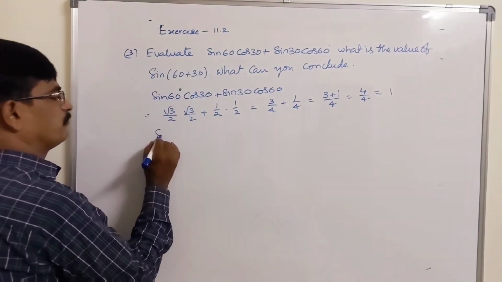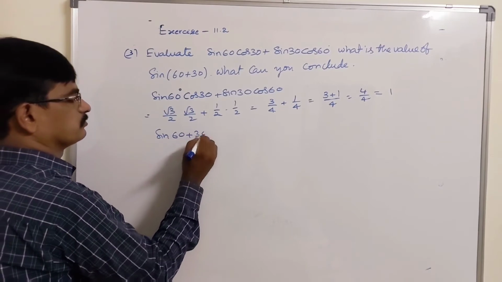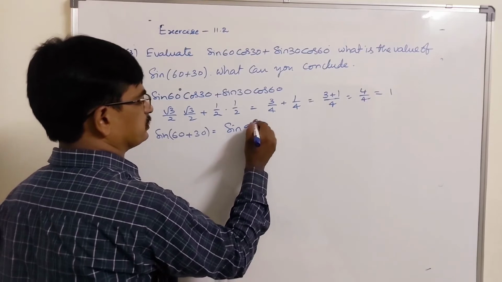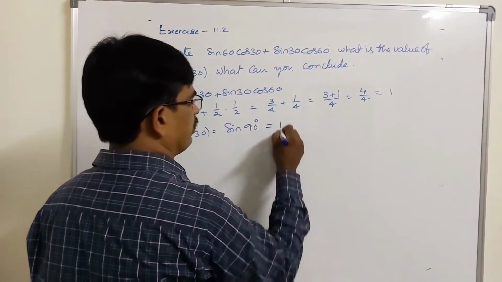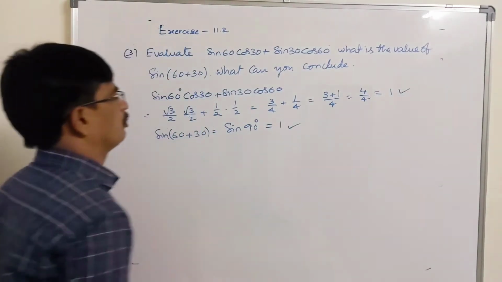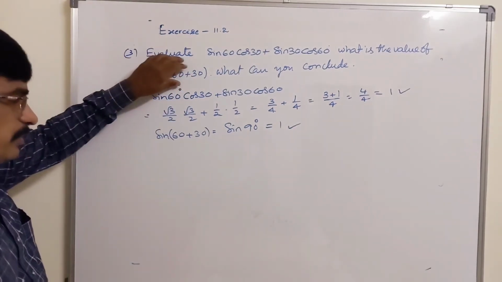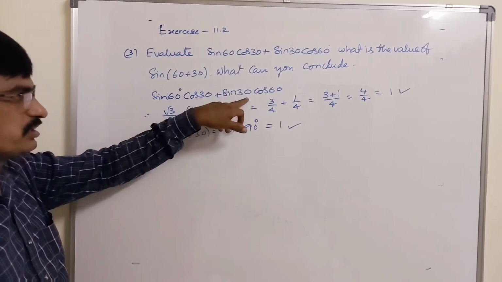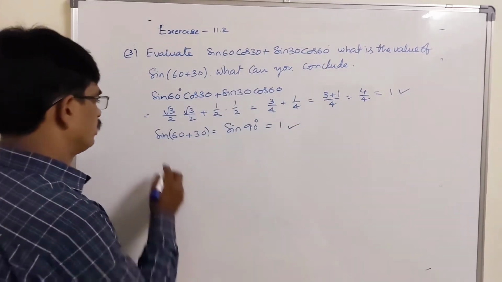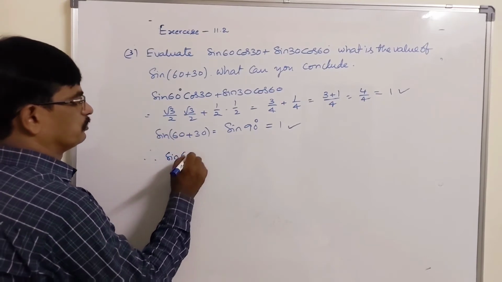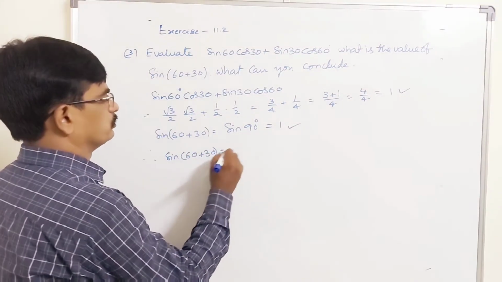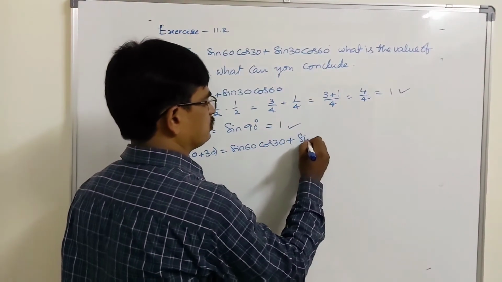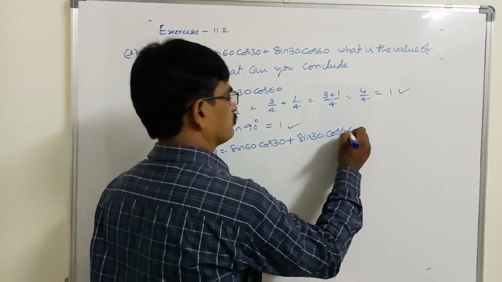And sin of 60 plus 30 is equal to sin 90 degrees. So sin 90 degree value is 1. So now sin of 60 plus 30 is equal to sin 90, which is 1. Sin 60 cos 30 plus sin 30 cos 60 value is also 1. Therefore, sin of 60 plus 30 is equal to sin 60 cos 30 plus sin 30 cos 60.